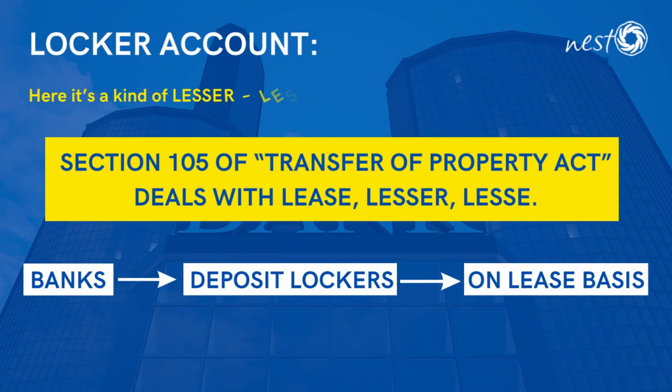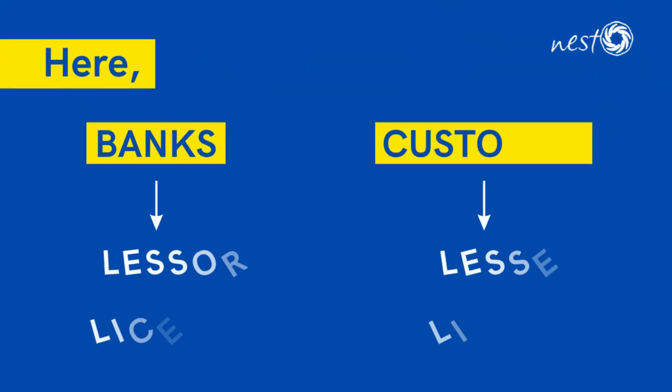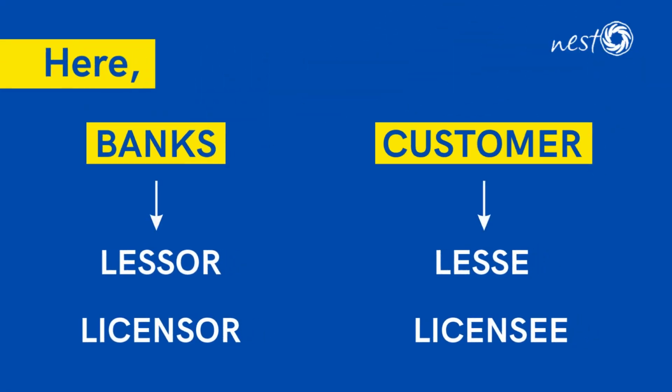Now let's see the locker account. In the case of locker account, it's a kind of a lessor-lessee relationship. Section 105 of Transfer of Property Act deals with the lease, lessor and the lessee. Here, banks, after getting some initial deposit amount from the customer, give their deposit lockers on lease basis to the customers. So the bank acts as a lessor and the customer as a lessee, also termed as the bank as a licensor and the customer as a licensee.